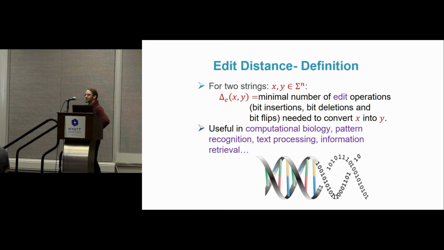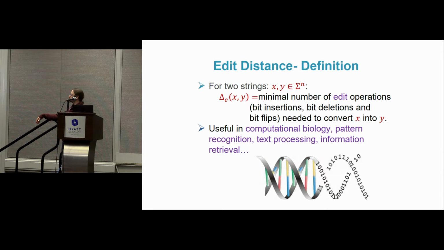So first, let me define the problem. Edit distance is a measure of distance between strings. If I give you two strings, say of the same length n, over some alphabet sigma, then their edit distance is the minimal number of edit operations needed to convert x into y. What do we mean by edit operations? We can do insertions, deletions and substitutions. Soon we will see an example.